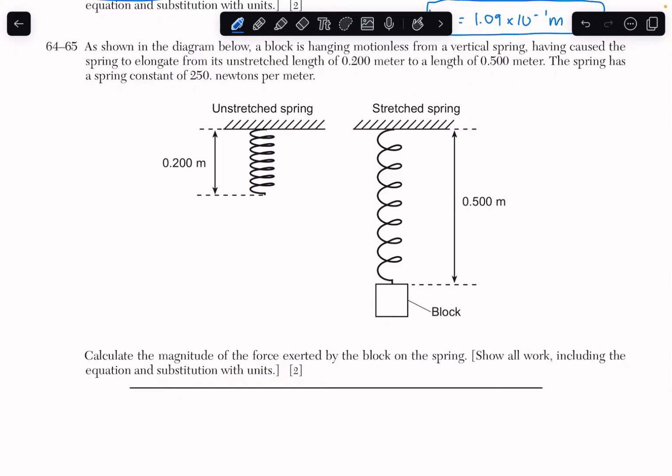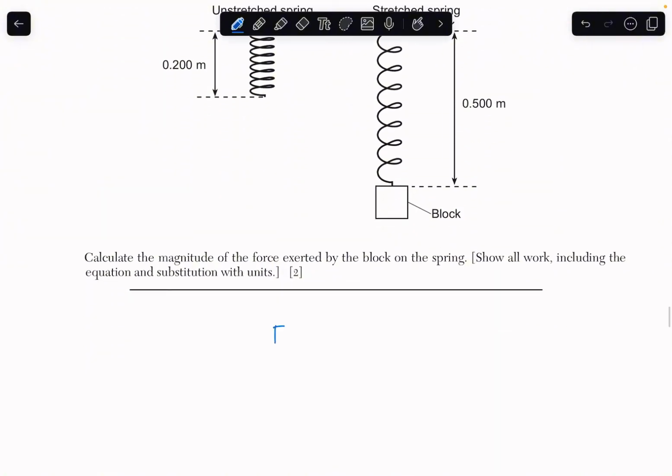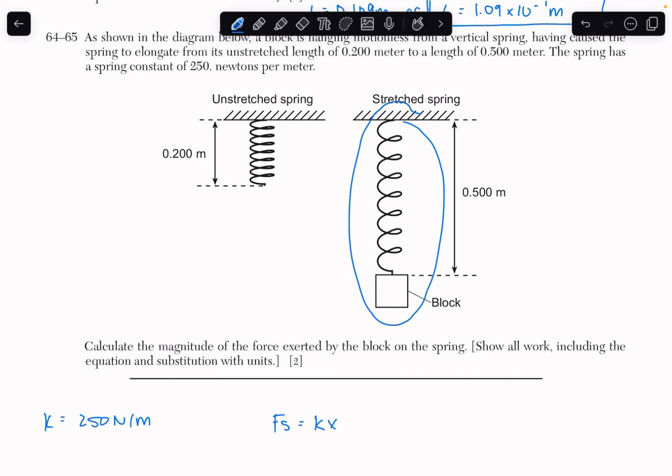So, for this question, we need to find force, and we have to use the equation Fs equals kx. So, it already tells us that the spring constant, or the k, is equal to 250 newtons per meter. However, we need to find the spring length by subtracting the length of the stretched spring and the unstretched spring. So, 0.5 meters minus 0.2 meters, that equals 0.3 meters, which is our x value. So now we could just plug it in.